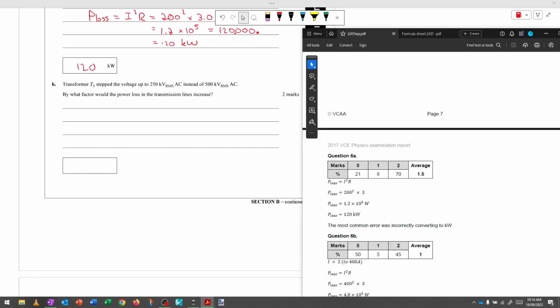The examiner's report says the most common error was incorrectly converting to kilowatts. Well, there you go. Make sure you read the answer in the box, and make sure you know how to use your calculator to get that kilo on there.